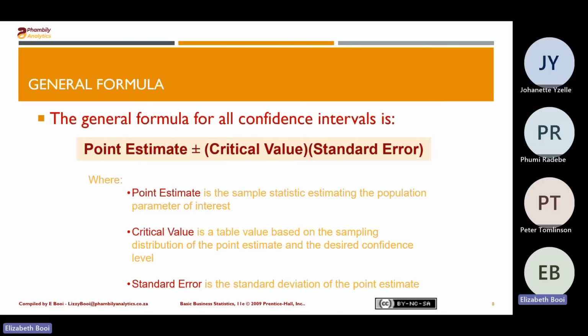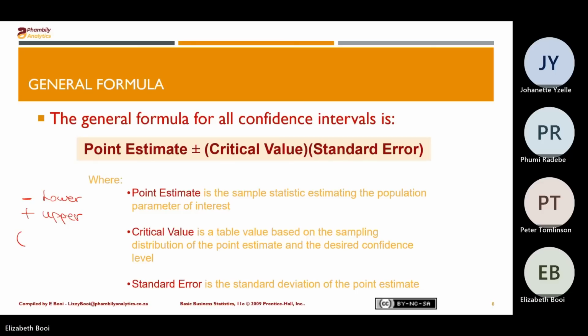Now, there are two things on this formula that I didn't talk to you about. Now I'm going to introduce them, which is the plus or minus. This plus or minus, the minus is always your lower boundary. Your plus is your upper boundary. So from this equation, you're going to say your point estimate minus the critical value times the standard error to find the value of your lower boundary. Always find your lower boundary first. Then you say point estimate plus the critical value times the standard error will give you the upper boundary.